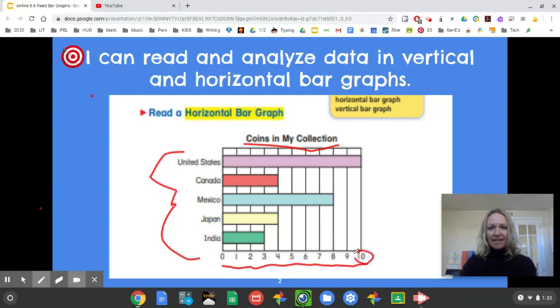If you said 10, that's correct, right? Because you can go up and see that data right here on your graph. Okay, how about how many coins were collected from Mexico? If we were to read this chart for Mexico, you find where the end of the bar is here, and then you follow that down. So yes, we had 8 coins collected from Mexico. So this is that horizontal bar graph. All right.